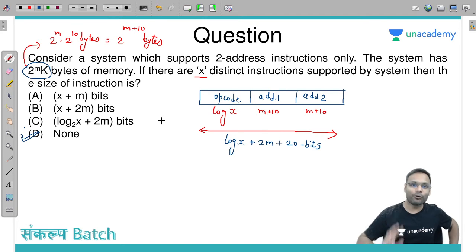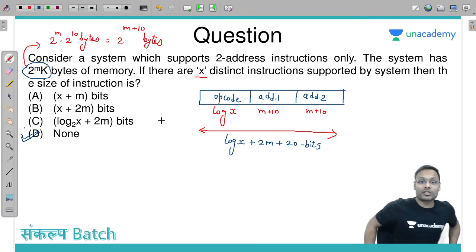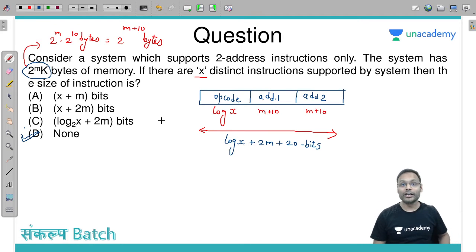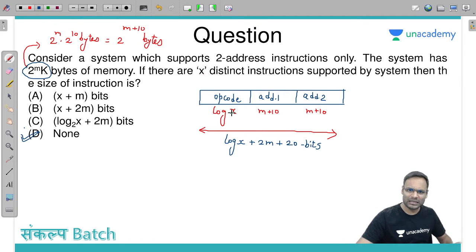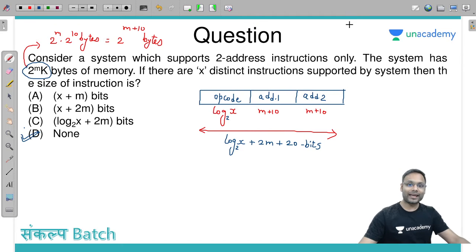Suppose you have 64 distinct instructions, how many opcode bits you will use? 6 bits. Suppose you have 32 distinct instructions, how many opcode bits? 5. So if you have x number of distinct instructions, how do you get opcode bits? Log of x base 2, which is what I have written here for the opcode. Simple. Log of x का ceil value आएगा.